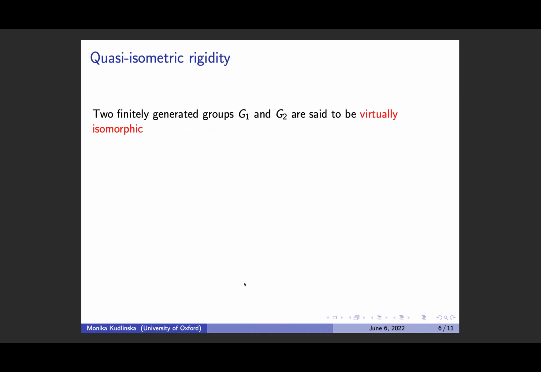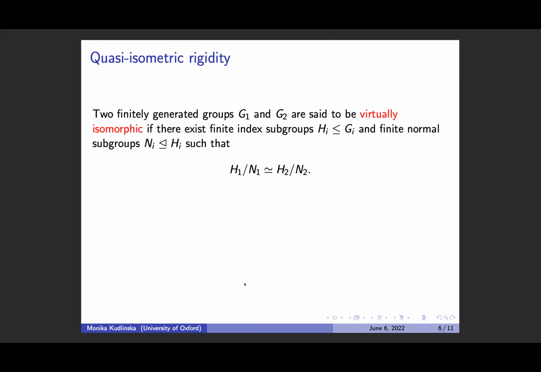Okay, so I just need to introduce one more concept, and that's virtual isomorphism. Suppose I have two finitely generated groups. They are said to be virtually isomorphic if I can find finite index subgroups H_i in G_i, and then finite normal subgroups of these finite index subgroups, such that when I mod out, the results are isomorphic groups. So the slogan is that they're isomorphic up to finite error. We call this virtual isomorphism.